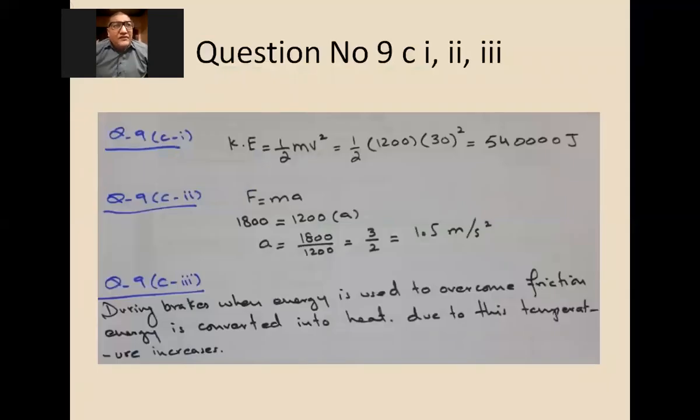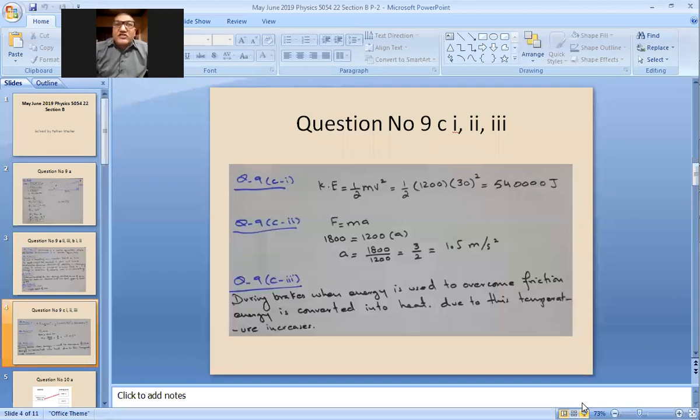Okay, F is equal to ma, Newton's second law of motion, 1800 equals 1200 into a. a will be equal to 1800 divided by 1200. And the final answer will be 1.5 meter per second square. Okay, so the next question is coming up on your screen.